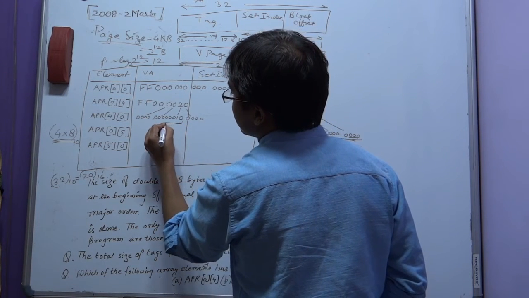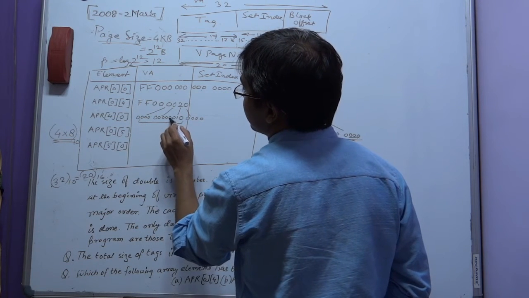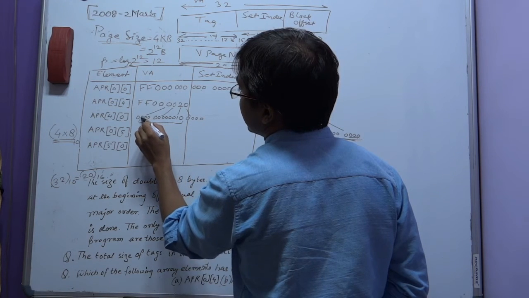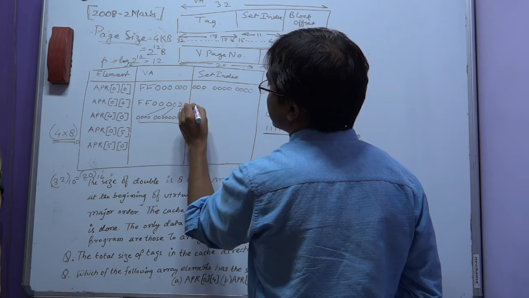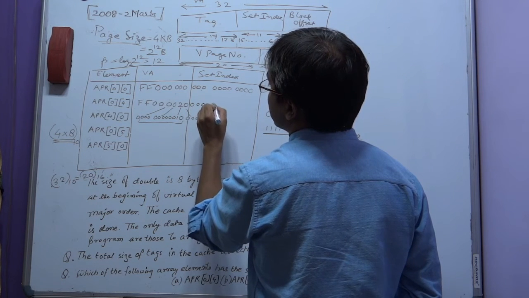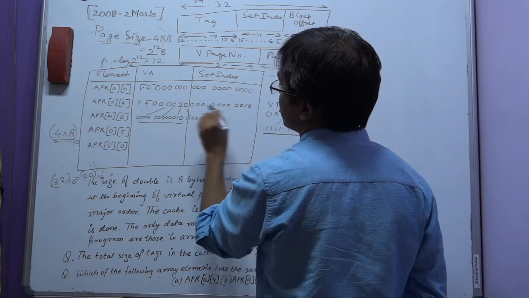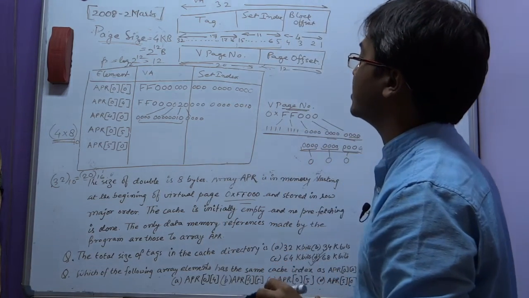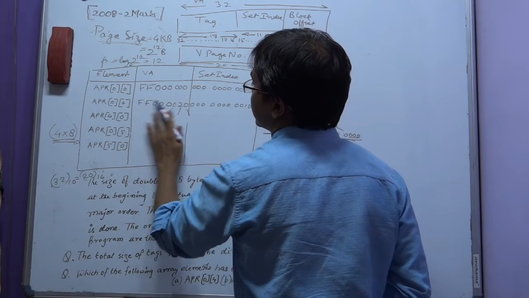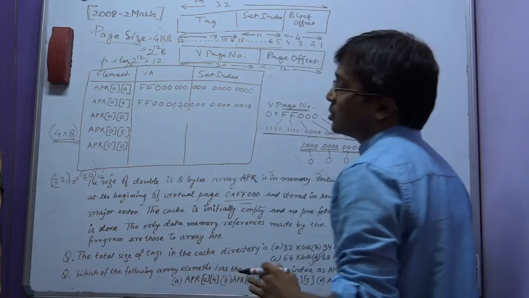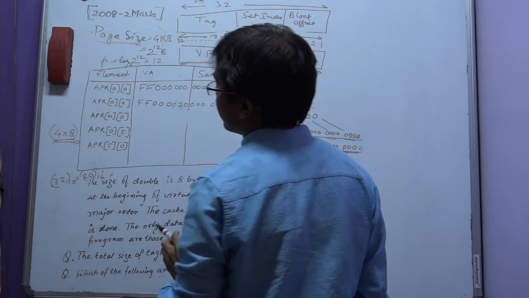So this would be the set index: 1 2 3 4 5 6 7 8 9 10 11. So 11 bits are the set index, and this is 000 0000 0010. So this is the set index of APR04, which is not the same as APR00, so it would not be the answer. Let us find out the virtual address of 40.